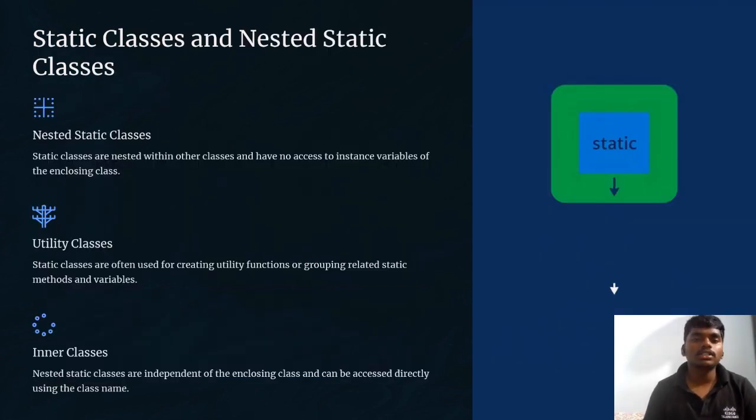Static classes and nested static classes. Nested static classes: static classes are nested within other classes and have no access to instance variables of the enclosing class. Utility classes: static classes are often used for creating utility functions or grouping related static methods and variables. Inner classes: nested static classes are independent of the enclosing class and can be accessed directly using the class name.